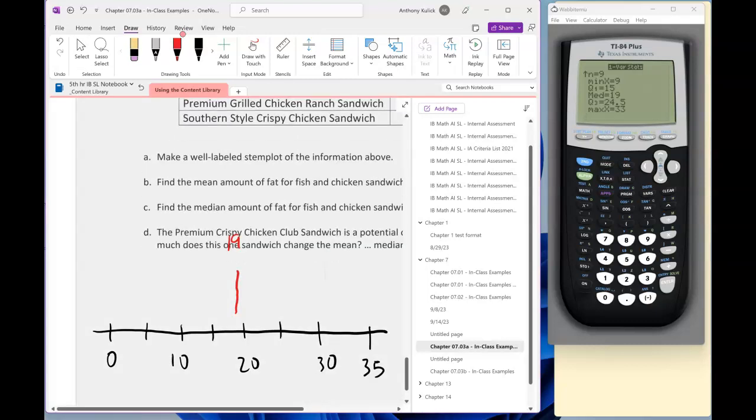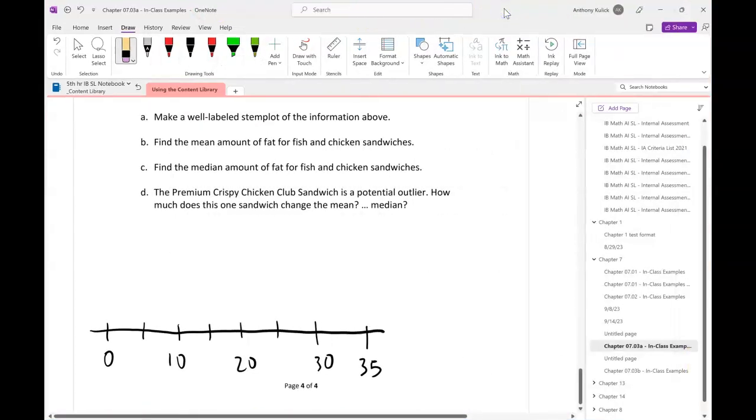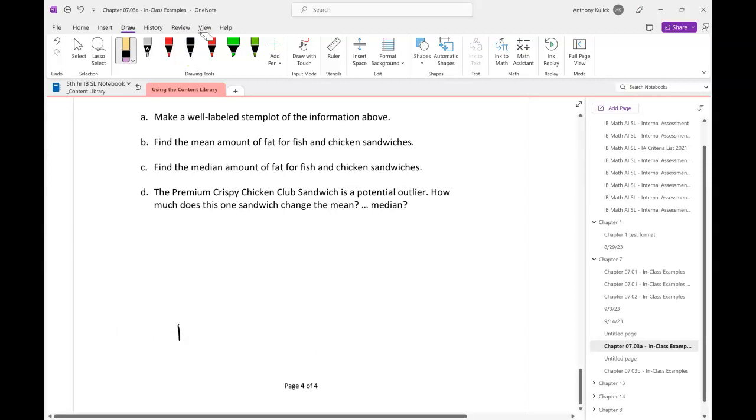Oh, stem plot. Oh my goodness, I'm doing a box and whisker. What in the heck is going on today, Mr. Kulik? I don't know. It's Thursday. It is a Thursday. Yeah, it's super Thursday.